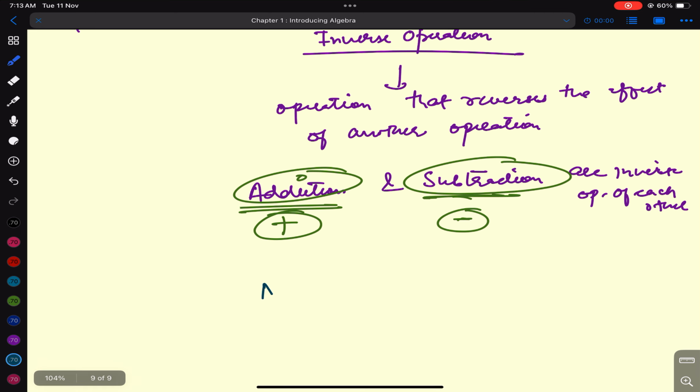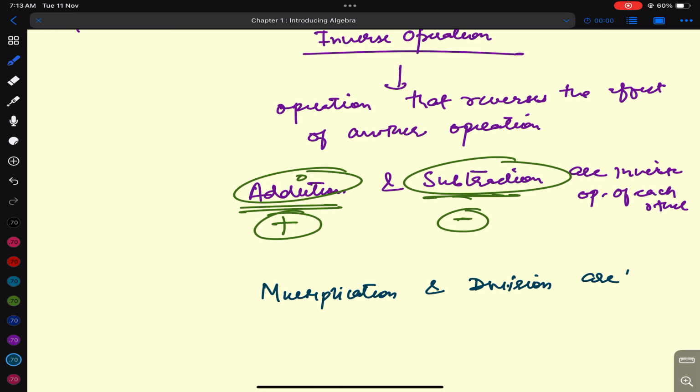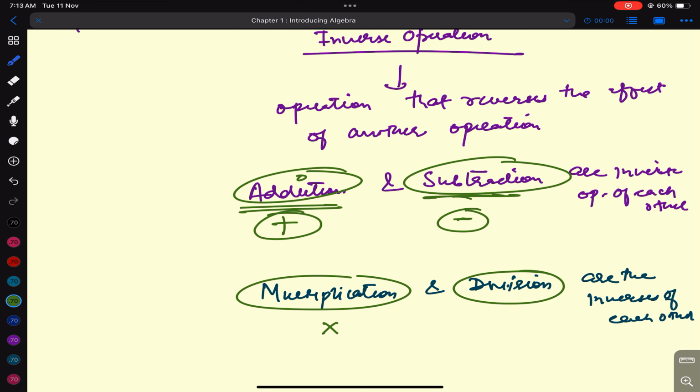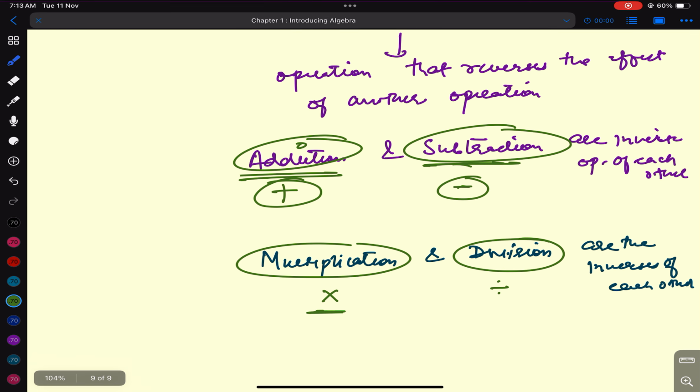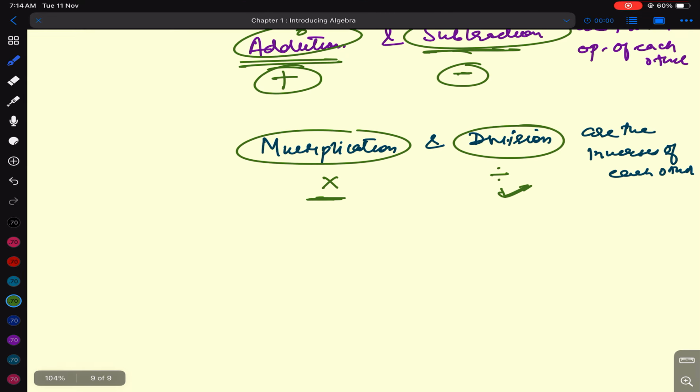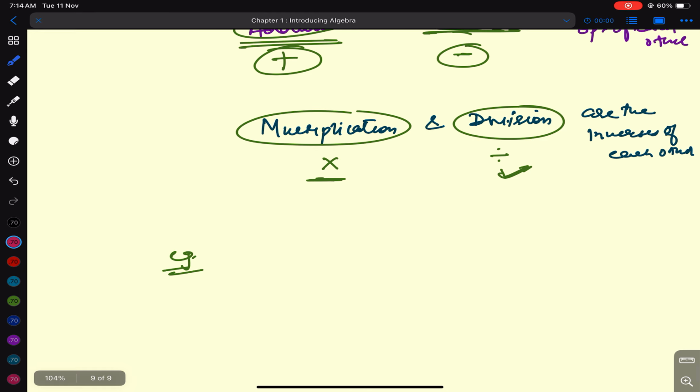Now what was next? Multiplication and division. They both are also the inverses of each other. Why? Because division reverses the effect of multiplication, and multiplication reverses the effect of division. So that's what makes them the inverse to each other. Clear? So this is what we understand from the inverse operation. I'll just repeat: an inverse operation is an operation that reverses the effect of another operation. So we have seen that subtraction is the inverse of addition, and addition is the inverse of subtraction. Similarly multiplication and division. I'll show you the example.